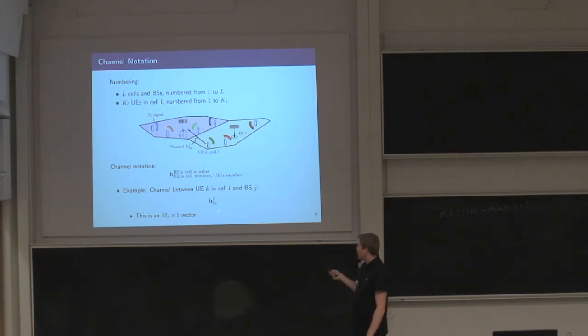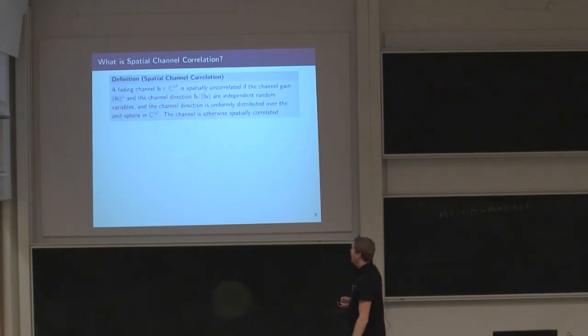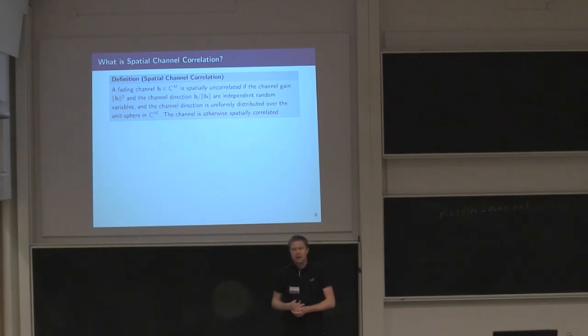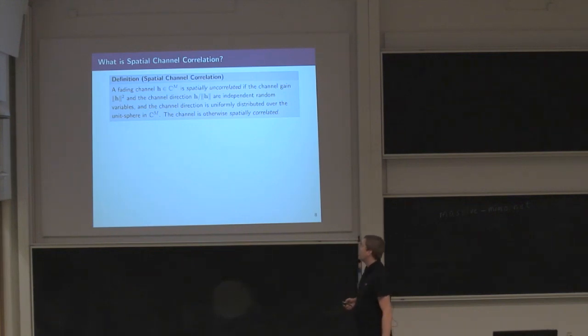What's important to notice is that the length of this vector depends on which base station it is. In this case, when I'm base station J, it is an M_J times 1 vector, or matrix. So this is the basic notation that I'm going to be using. And how do we now model these channels? Then there is the important thing of what is called spatial channel correlation.